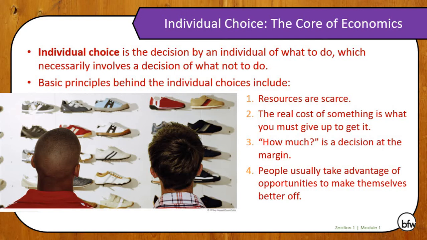Individual choice is the core of economics. So, it is the decision by an individual of what to do, which, when someone decides what they want to do, also involves a decision of what not to do. Right? Basic principles behind the individual choice include: 1. Resources are scarce. Unlimited amounts of resources in the world. There is a real cost of something, and basically that is what you must give up in order to get something. Alright, so not only the money that you lose, but everything else that you give up in order to buy something is the real cost of it.